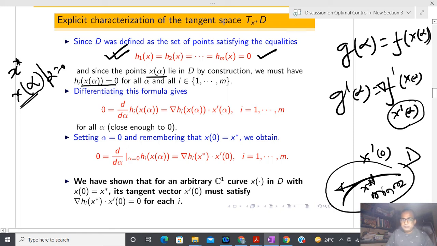is the meaning. Now since this is equal to 0, if I take the derivative with respect to that scalar alpha, that should also be 0. If you calculate the derivative, then this kind of thing comes into the picture, and when alpha equals 0, this condition should be satisfied. So we have shown that for any arbitrary C1 curve x in D with x(0) equal to x star, in this way I have defined that curve. For a generalized curve, its tangent x dash must satisfy this kind of condition.